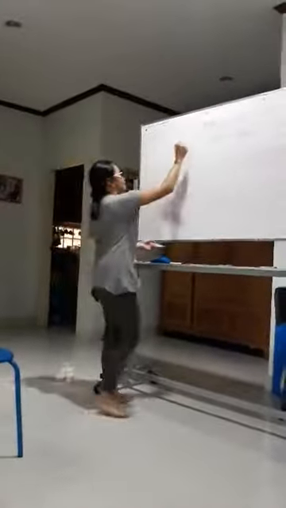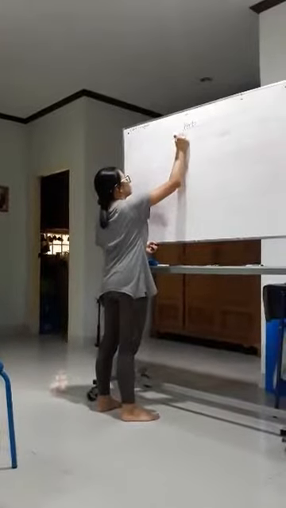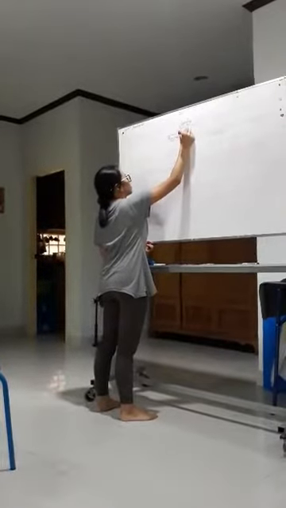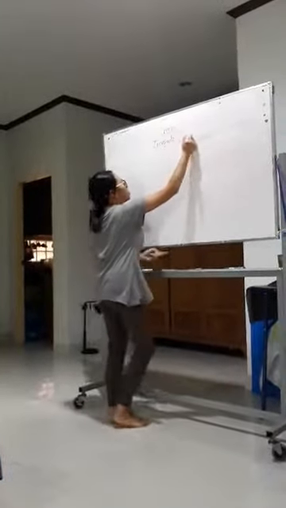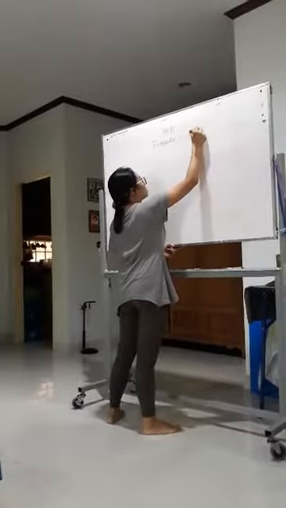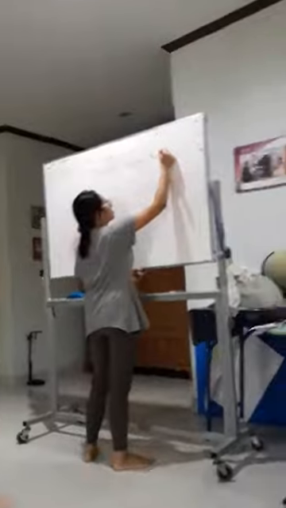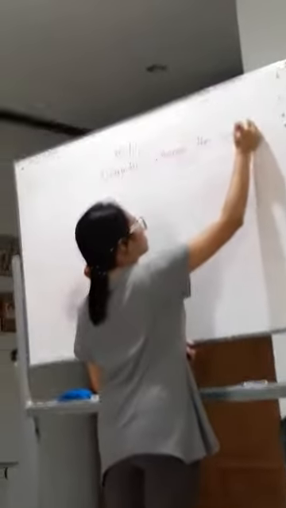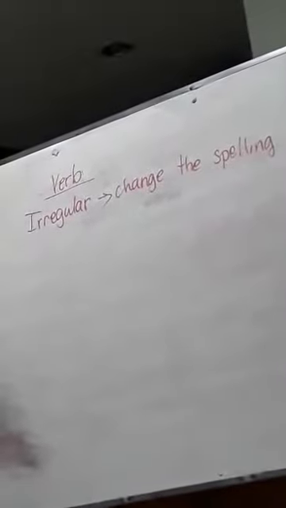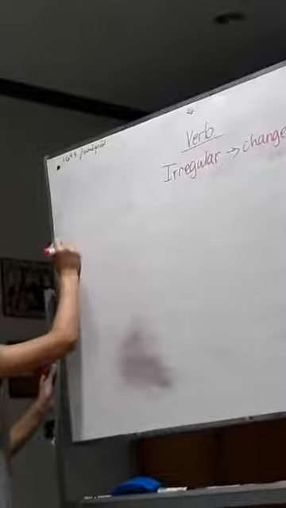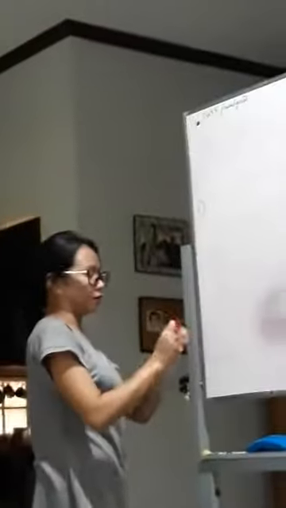Okay. Irregular. You have to change the spelling to form the verb into past simple. I'm going to give you an example. Okay, maybe 5 examples.